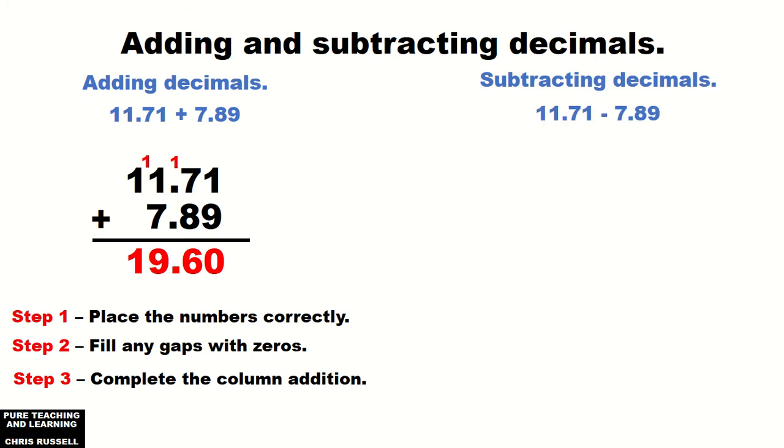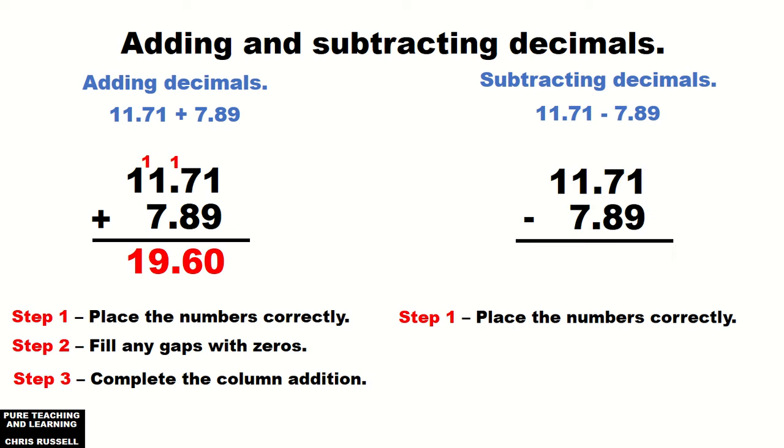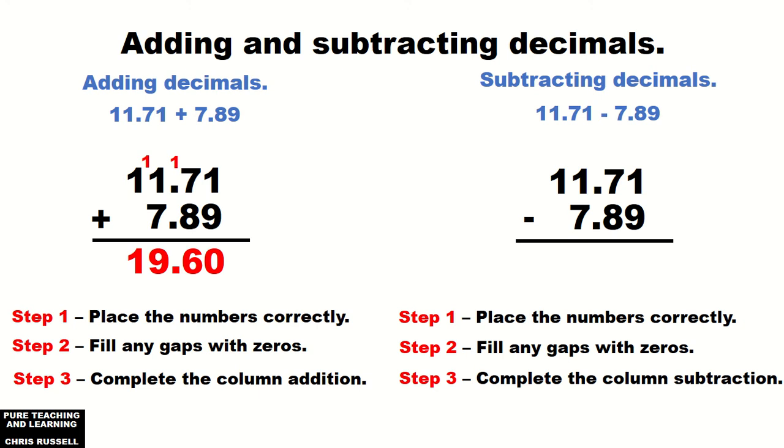11.71 subtract 7.89. First step, place the numbers correctly. Make sure that each of those numbers is in its correct column. Fill any gaps with zeros. Step 3, complete the column subtraction.